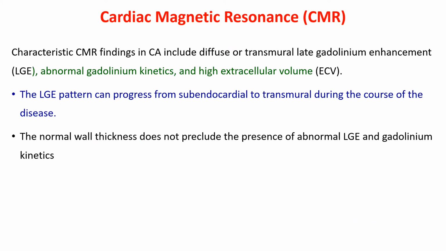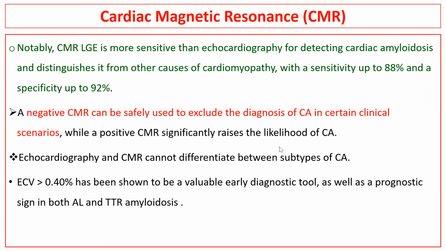Then we go to cardiac MRI. Cardiac MRI is very helpful in diagnosing cardiac amyloidosis. The findings in cardiac amyloidosis include diffuse or transmural late gadolinium enhancement or abnormal gadolinium kinetics and high extracellular volume. The late gadolinium enhancement pattern can progress from subendocardial in cardiac amyloidosis to transmural during the course of the disease. Normal wall thickness doesn't preclude the presence of abnormal late gadolinium enhancement.